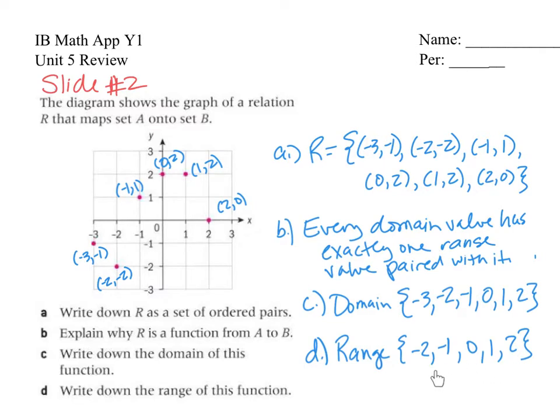If you don't have a green box, it could be that you have your range values in a different order. I listed them from smallest to largest, and you can just do that by looking at the graph from bottom to top and just pick up those Y values from bottom to top. One thing I want to note is that the Y value of 2 is repeated. If you listed it twice, that's not incorrect, but when you have a repeated element in a set, you don't have to write it more than once. Okay, so that's our slide number 2.